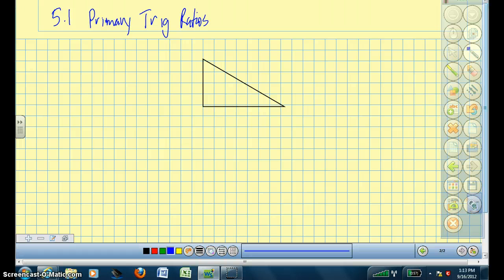Up to this point, we're going to be talking about primary trig ratios, and you would have done this, so this would be review for pretty much all of you. And up to this point, we've only discussed right angle triangles and the Pythagorean theorem, and we all know that this side is labeled the hypotenuse.